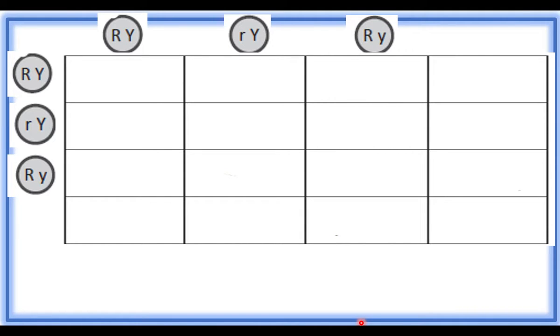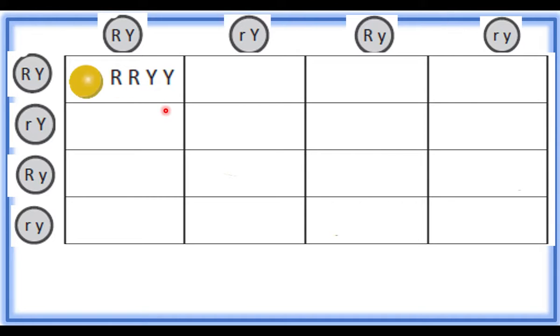This is a checkerboard, and let us fill in the gametes. For the first type, capital R, capital Y. Second type, small r, capital Y. Third type, capital R, small y. Fourth type, small r, small y. If there is fertilization between the first 2 gametes, capital R, capital Y, the genotype will be capital R, capital R, capital Y, capital Y. This genotype will produce what phenotype, what character? R round, Y yellow. So round yellow. Let us see another fertilization. Capital R, small r, capital Y, capital Y.